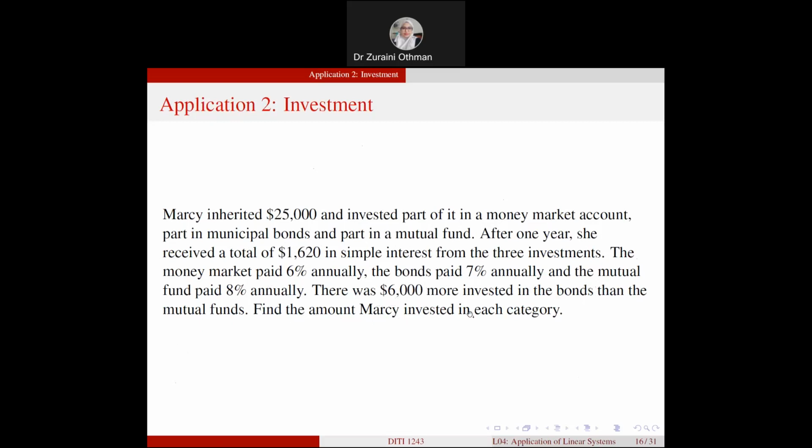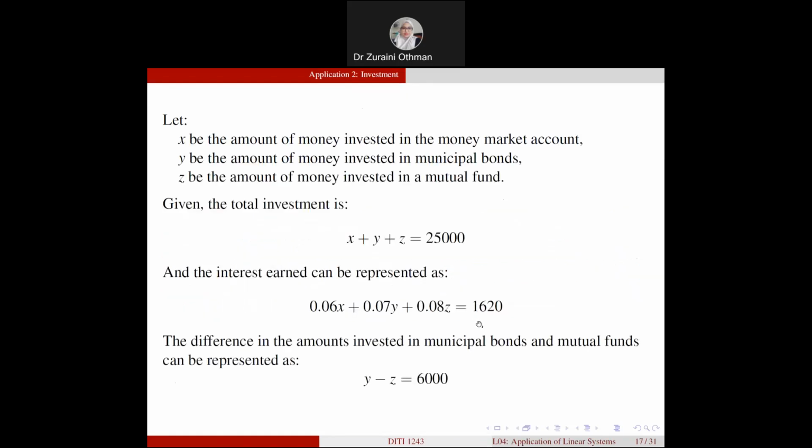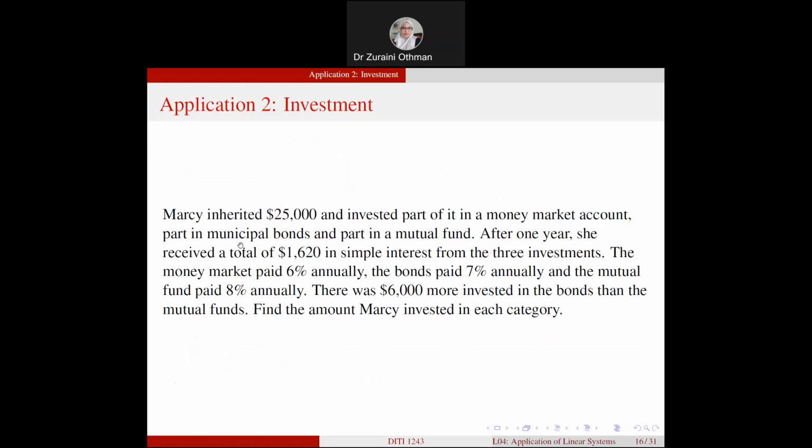Find the amount Messi invested in each category. Maksudnya kita nak tahu apakah nilai X, Y and Z yang dia invest tu. Kita tak tahu kan nilai tu? Okay, now how can we model this in a linear system? Okay, look at this statement. Yang ni kita boleh wakilkan X tu unknown dekat money market account and Y is in municipal bond and the Z is in a mutual fund. So this is the first punya statement just now.